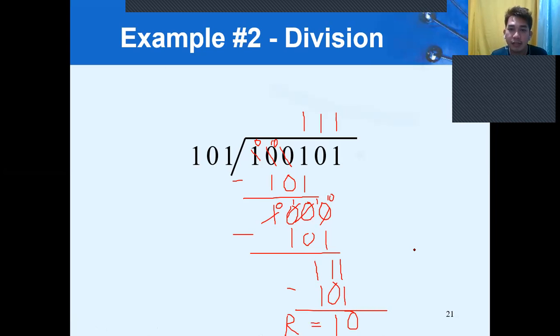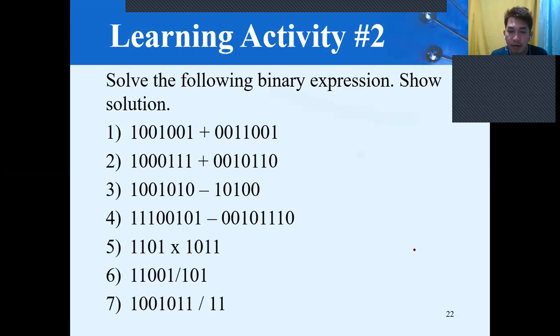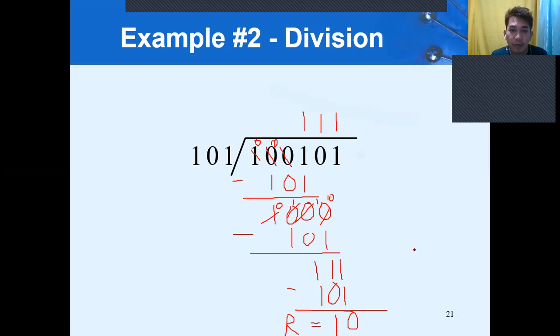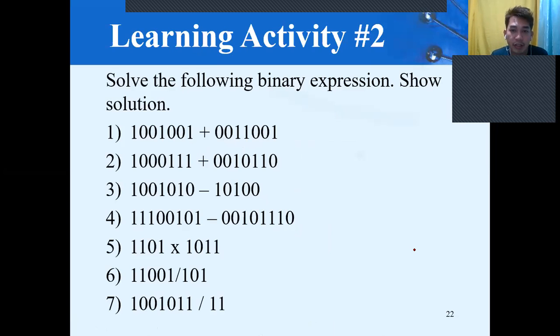Okay, so that's all for the binary arithmetic operations. And then, for your learning activity number 2, solve the following binary expressions shown below. So, we have number 1 and 2, binary addition. Number 3 and 4, binary subtraction. Number 5 is binary multiplication. Number 6 and 7 is binary division.